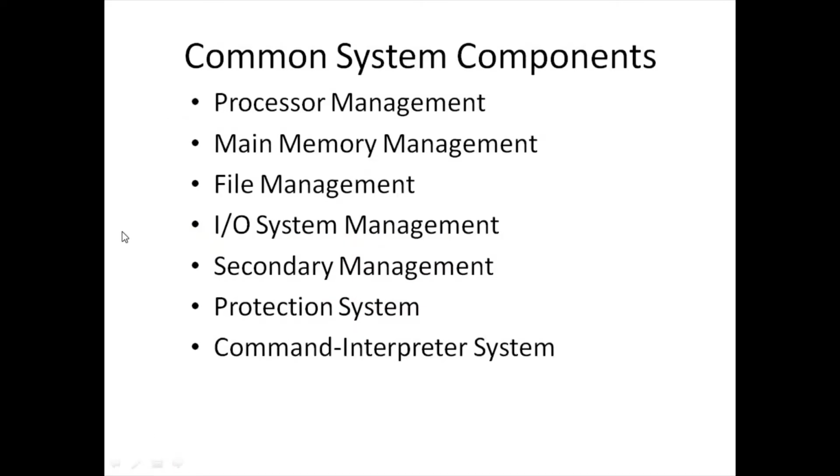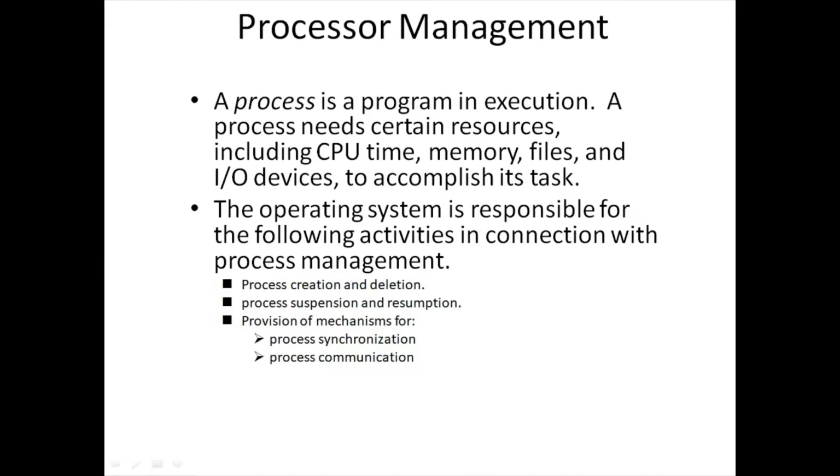Now we discuss the common components of the system: process management, memory management, file management, IO management, secondary storage management, protection system, and command interpreter system. These are the common system components. So process management. What happens in process management? A process is a program in execution.